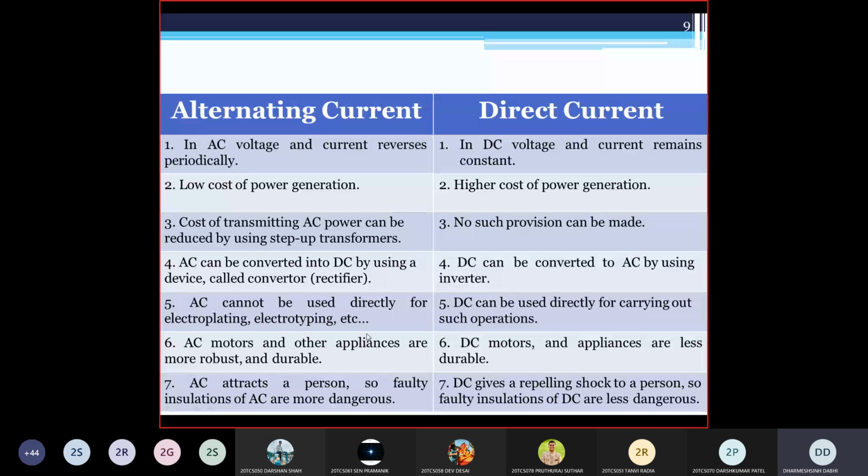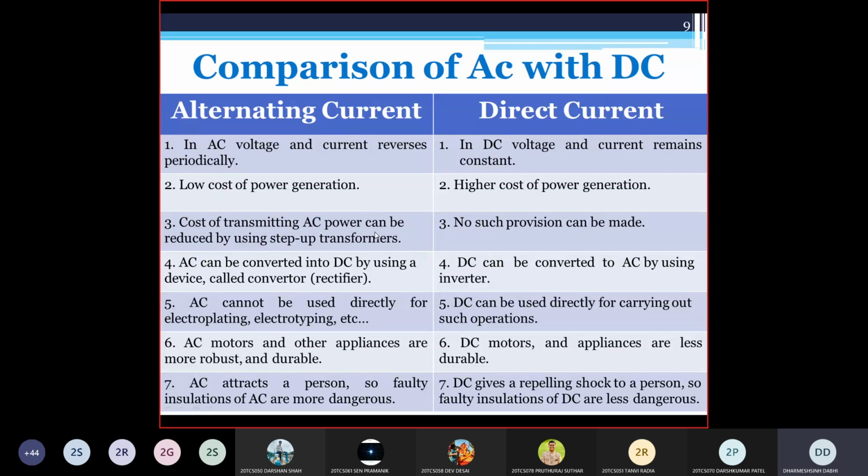So when you are asked the question in the exam to write down the comparison between AC and DC, you can write all these points. Clear? Some of the points we already covered in the advantages and disadvantages of AC. Clear? So I hope this comparison between AC and DC is clear to you. Now let's study some definitions related to AC quantities.